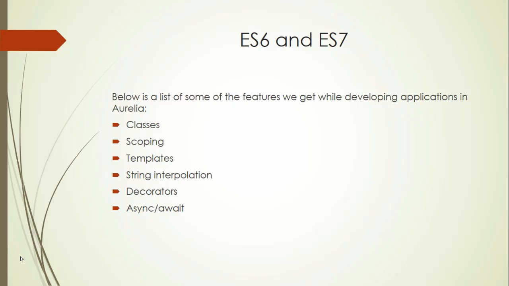Let's start with ES6 and ES7. Before we dig into any of the Aurelia-specific features, it is necessary to talk about some programming paradigms that we get from ES6 and ES7. We will take a look at dependency injection and how it is useful. Finally, we will take a look at decorators and async and await features. Basically, we will have a look at whatever important features are needed from ES6 and ES7.